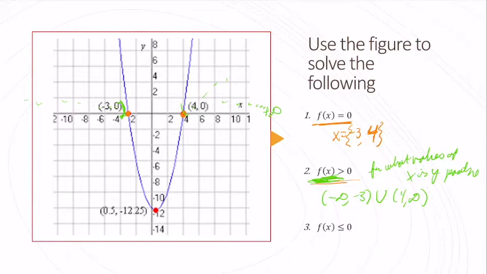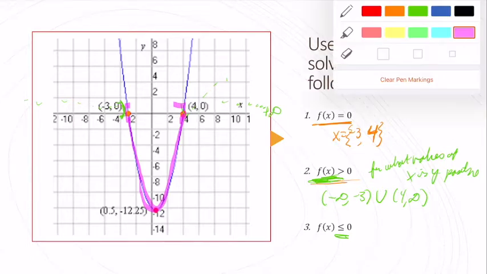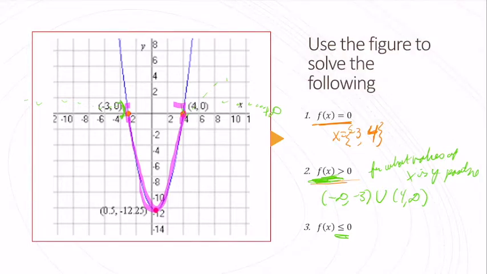Next, if I have f of x is less than or equal to 0, I want to know where my y values are less than or equal to 0. That's going to be along here. This is where my y values are less than or equal to 0. So that's going to be the interval from -3 to 4. So I have that f of x is less than or equal to 0 for x values between -3 and 4. So that's how we can solve these problems graphically.